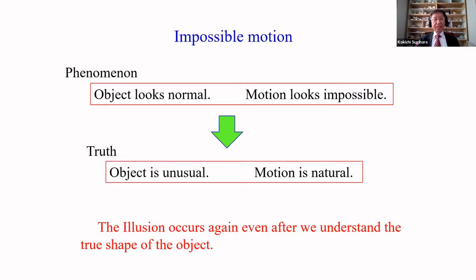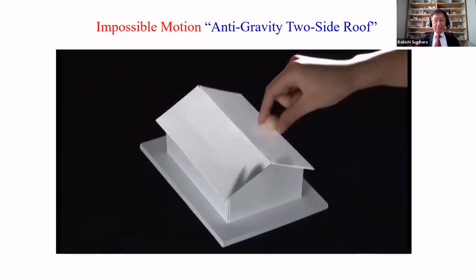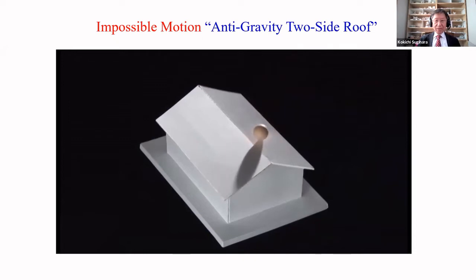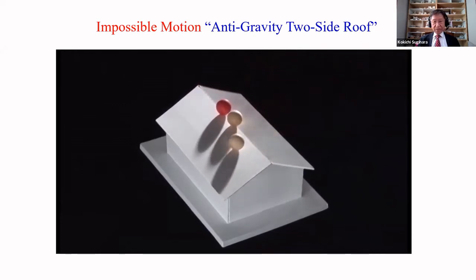So the phenomenon is that the object looks normal and motion looks impossible, but actually the object is unusual and motion is natural. And an interesting point is that the illusion occurs again even after we understand the true shape of the object logically. Let me show one more example. Here we have a roof, but the ball goes up to the highest point like that. Actually, this motion of the ball suggests that the part which looks highest is the bottom of the valley. And actually, we understand this when we rotate the object.